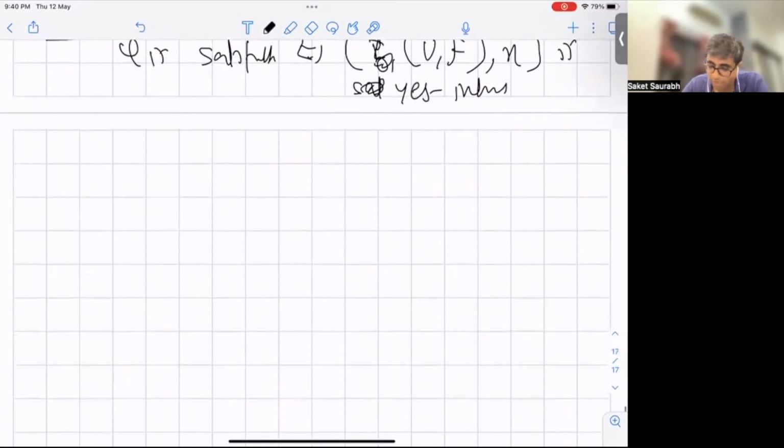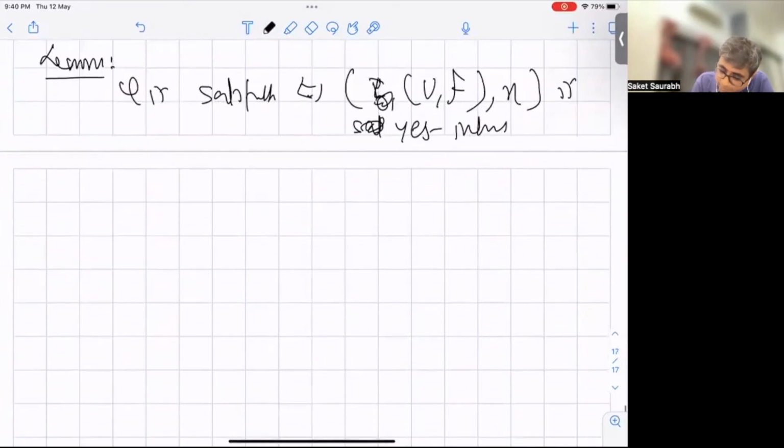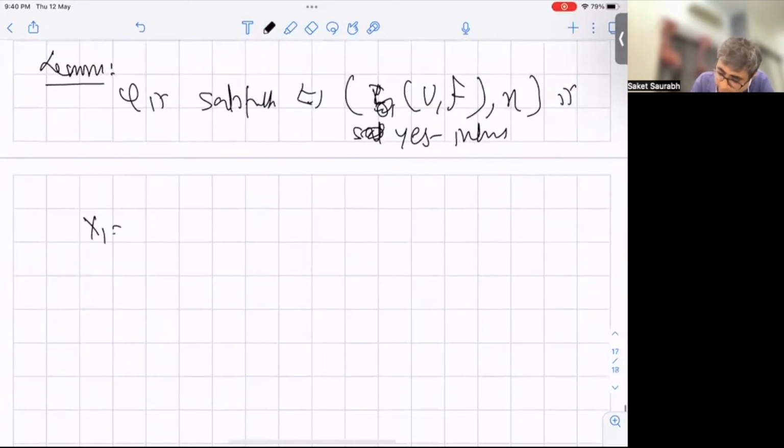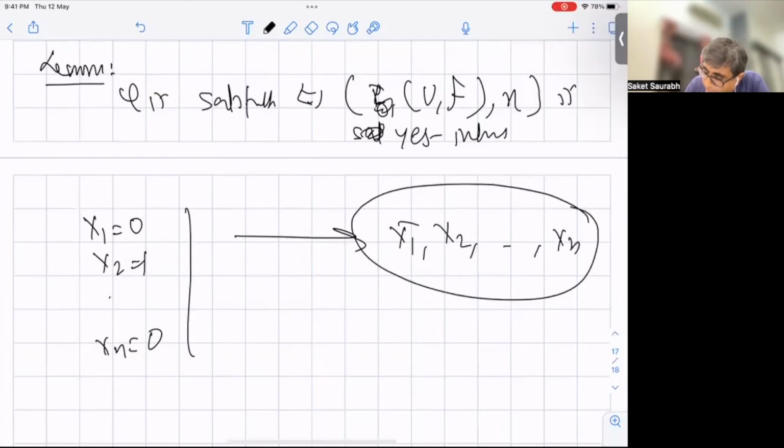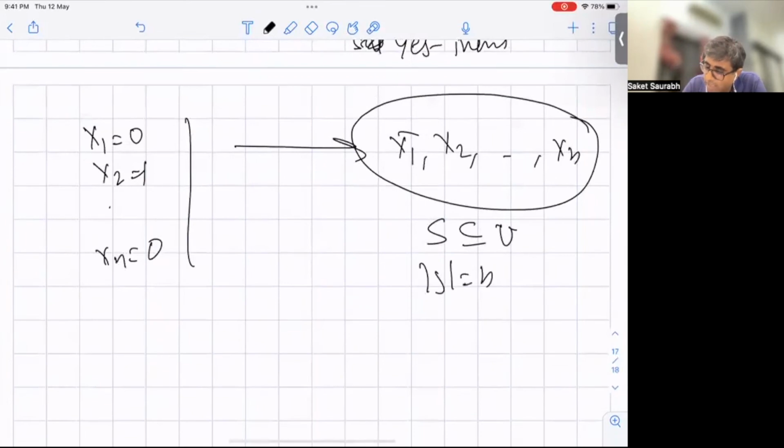Why? Now look, if phi is satisfiable, it means I have an assignment, say x1 is assigned 0, x2 is assigned 1, xn is assigned something. In this case, what will I take? I will take x1 bar, because x1 is 0 means x1 bar is set to 1, then x2, xn, and whatever. So this is a subset S of U. What is its size? It is exactly equal to n. And I claim that it hits every set.